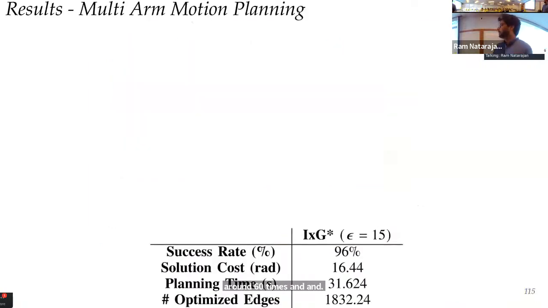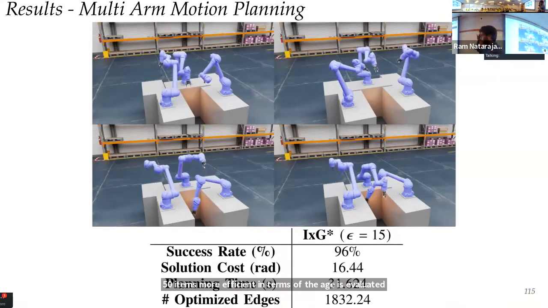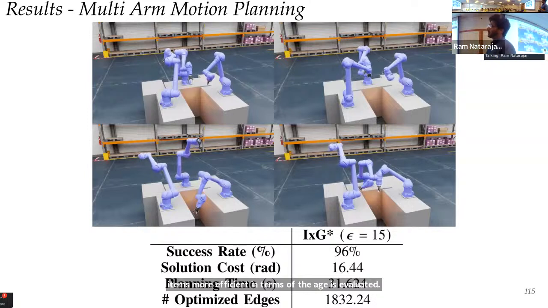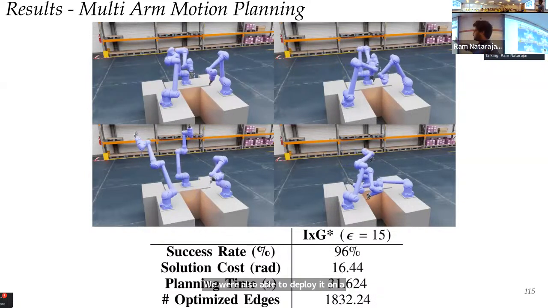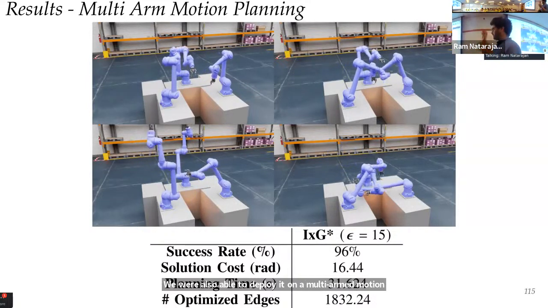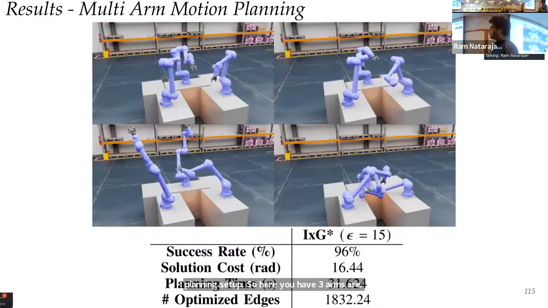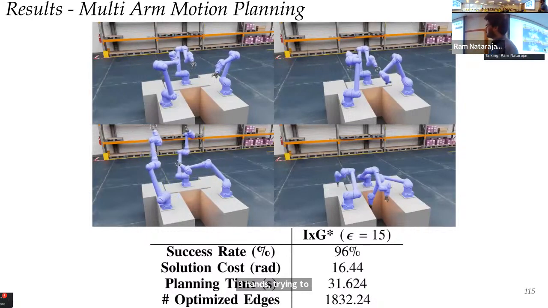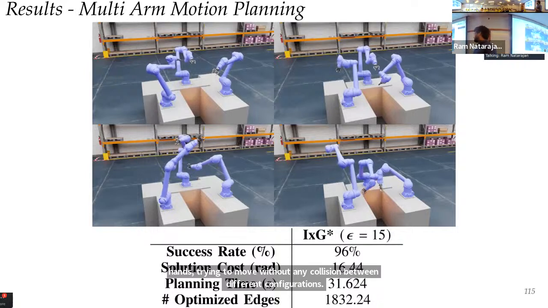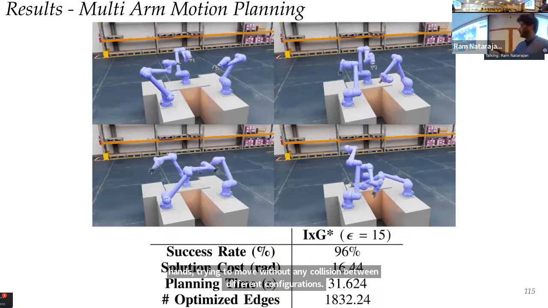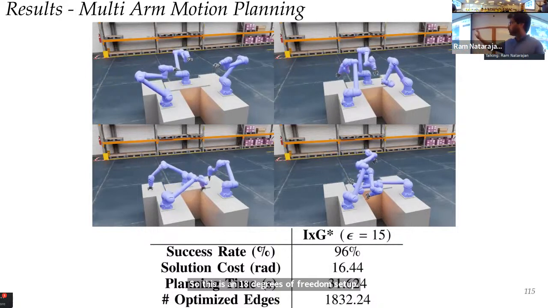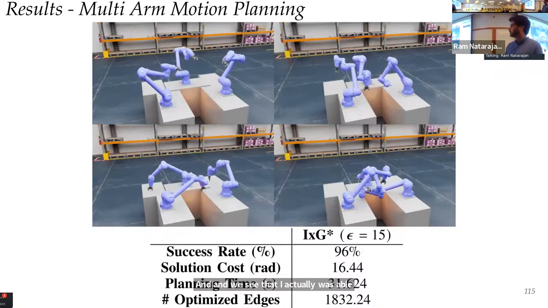And that gives us around 60 times faster planning times and 58 times more efficient in terms of the edges evaluated. We were also able to deploy it on a multi-arm motion planning setup. Here you have 3 arms trying to move without any collision between different configurations. This is an 18 degrees of freedom setup, and we see that IXG star was able to solve and find solutions for this problem.